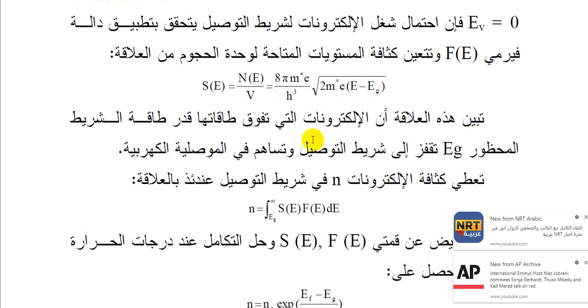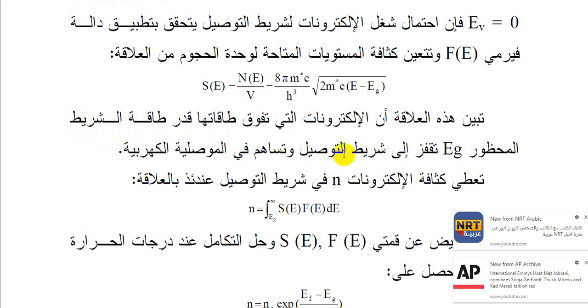The relationship states that electrons with an energy equal to or greater than the energy band gap, E_G, will find their way out, or jump, to the conduction band.